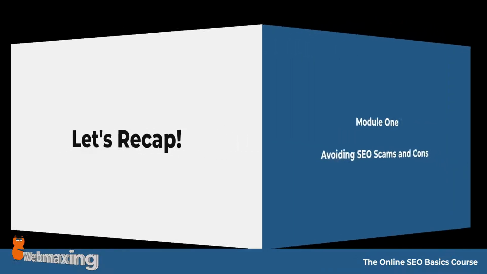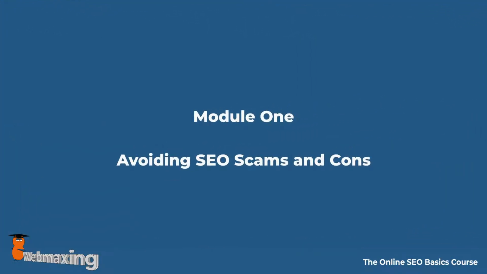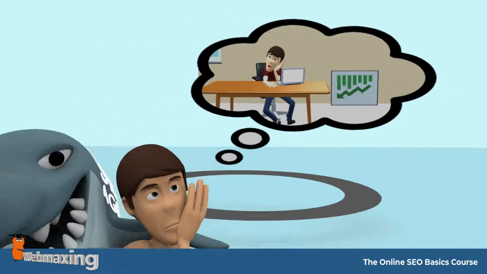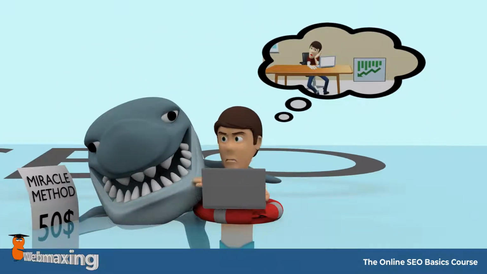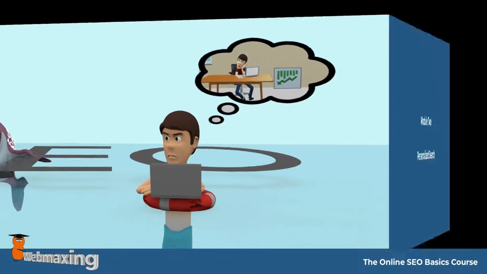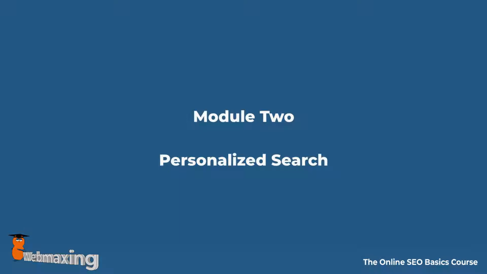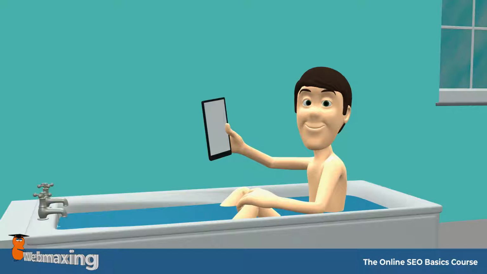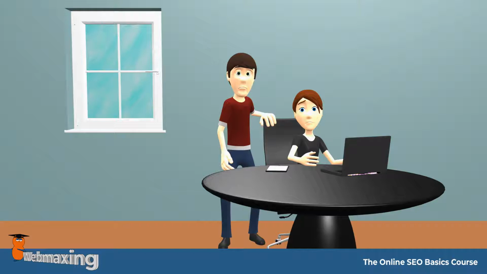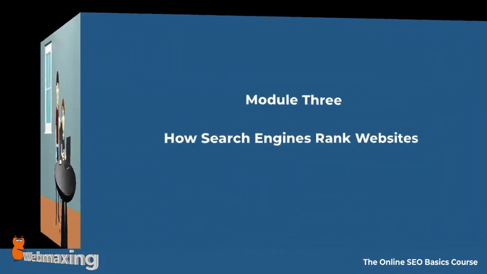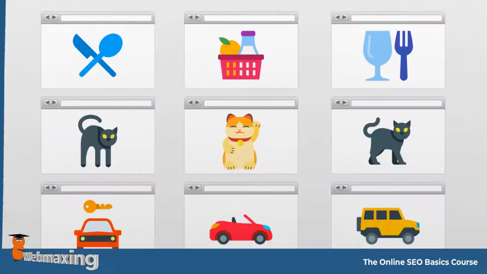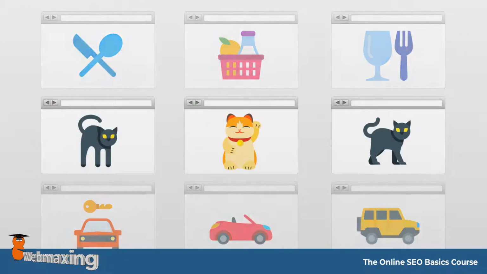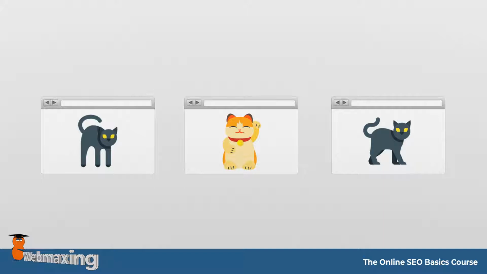Okay, let's recap. In Module 1 we looked at SEO scams and cons, so you can avoid the companies that could cause your website considerable harm. In Module 2 we covered personalised search, so you don't make the very common mistake made by many website owners and think you have good rankings when you don't. In Module 3 we saw how search engines go about deciding who should be in their search results pages and in what order they should rank.